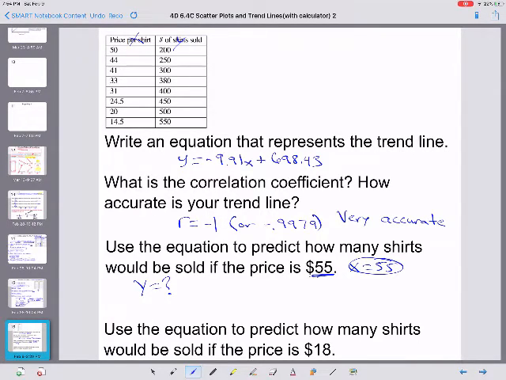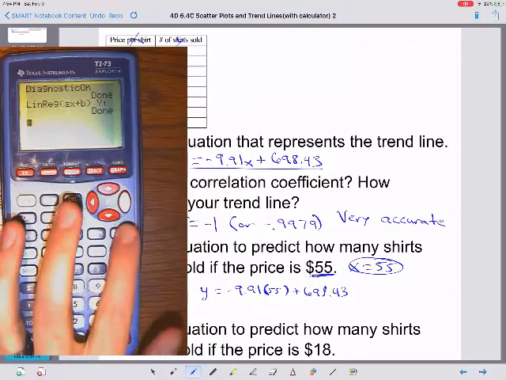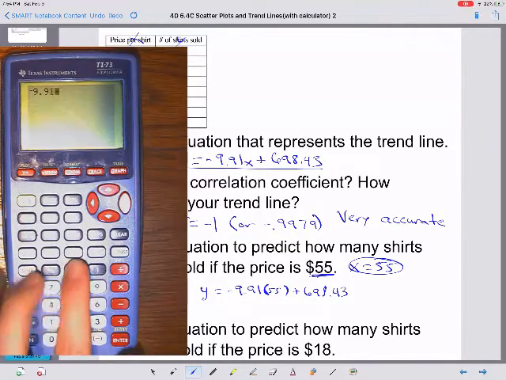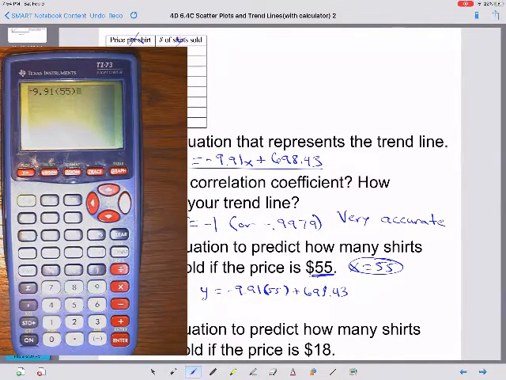Well, we have an equation here, guys. So Y equals negative 9.91x, which X in this case is going to be 55, plus 698.43. Use your trusty calculator and type that in. It says negative 9.91 parentheses 55, plus 698.43. So what is this number? It says Y equals, so we're going to have 153.38.